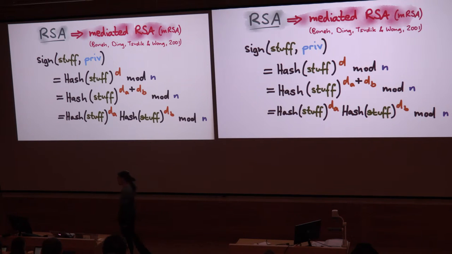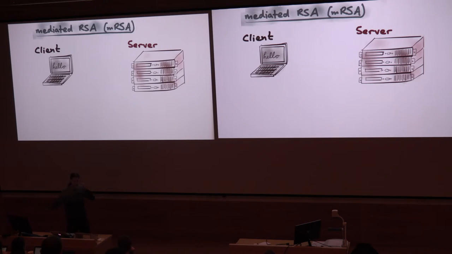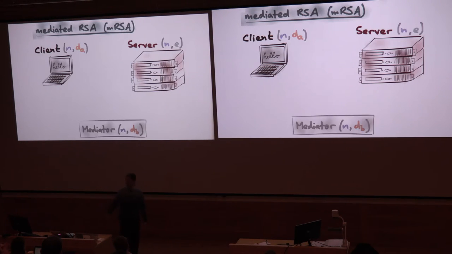Proposed in 2001. The reason it's called mediated RSA is if you think about the setup, how this thing can be deployed, normally we have the client and the server, but now we're going to introduce a third component called the mediator, hence mediated RSA. And we're now going to split the key material such that we put, say, DA on the client and DB on the mediator. And so neither the client nor the mediator is able to construct a signature by itself. The two have to work together in order to construct a valid signature.